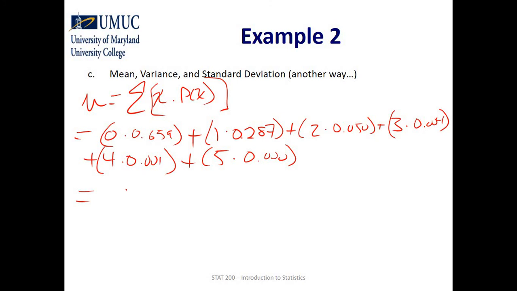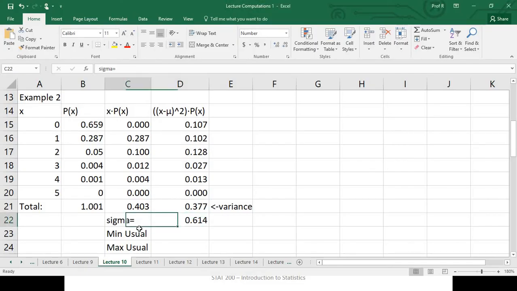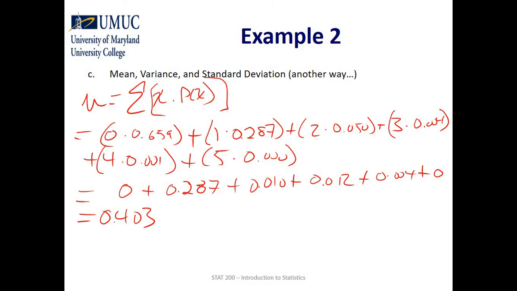Remember, 0 times 0.659 was 0. 1 times any number is that number, so we still get 0.287. 2 times 0.050 is 0.010. 3 times 0.004 is 0.012. 4 times 0.001 is 0.004. And 0 times 5 is still 0. All that gives us 0.403, which is what we found here, and that's our mean right there. Okay, so we can write it all out and solve it longhand as well. If we don't have Excel, we can do it longhand.